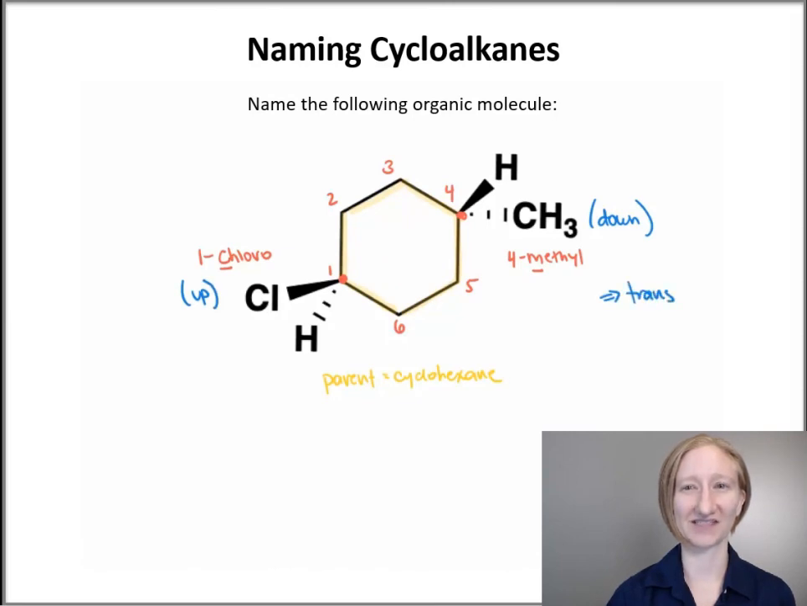Finally, let's identify the stereochemistry. The methyl group is pointing down and the chloro is pointing up. They're on different sides of the ring, so the stereochemistry is trans. So the IUPAC name for this compound is trans-1-chloro-4-methylcyclohexane.